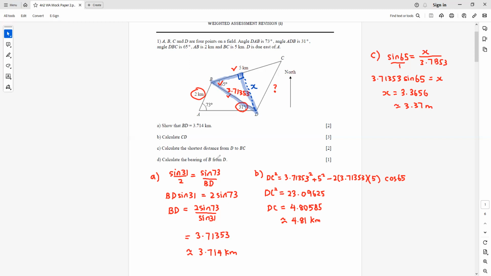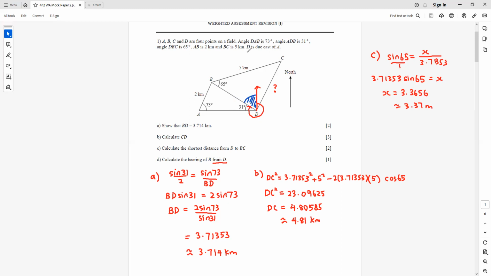Okay, last but not least, find the bearing of B from D. I erase the diagram so that it becomes cleaner. To draw the bearing of B from D, I need to draw the north line from D first. So the bearing of B from D is just this angle. This means I need to find this blue color angle. If I can find this blue angle, I use 360 minus the blue to get the bearing. So how do I find this blue angle?